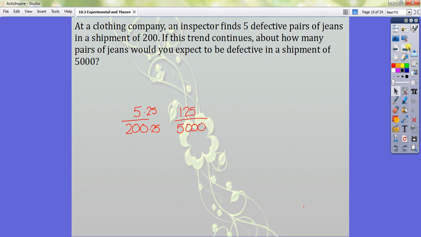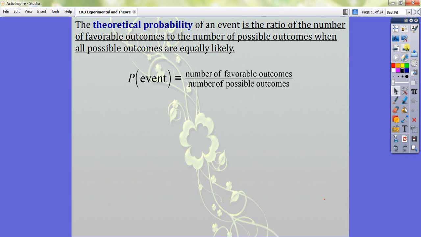And if that happened 25 times, you'd have 5,000 pairs of jeans. So we just multiplied by 25, and we got 125 pairs of defective jeans in a shipment of 5,000. And the theoretical probability, it's the same definition as probability from our lesson on just probability last week, 10.2. So now we're just giving it its fancier name, because in theory, these are the probabilities.